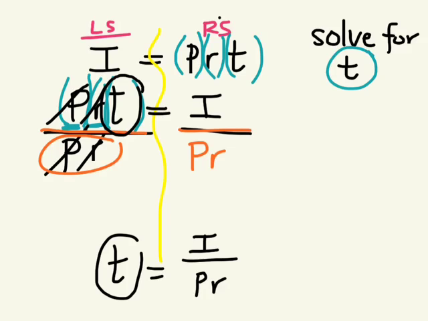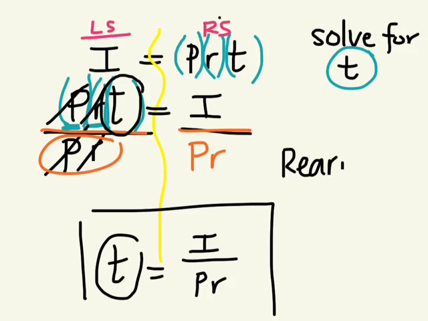That's it. I can't solve this. I don't know what P is. I don't know what I is. I don't know what any of this is, but I've just rearranged my equation. All you're doing is rearranging to isolate T.